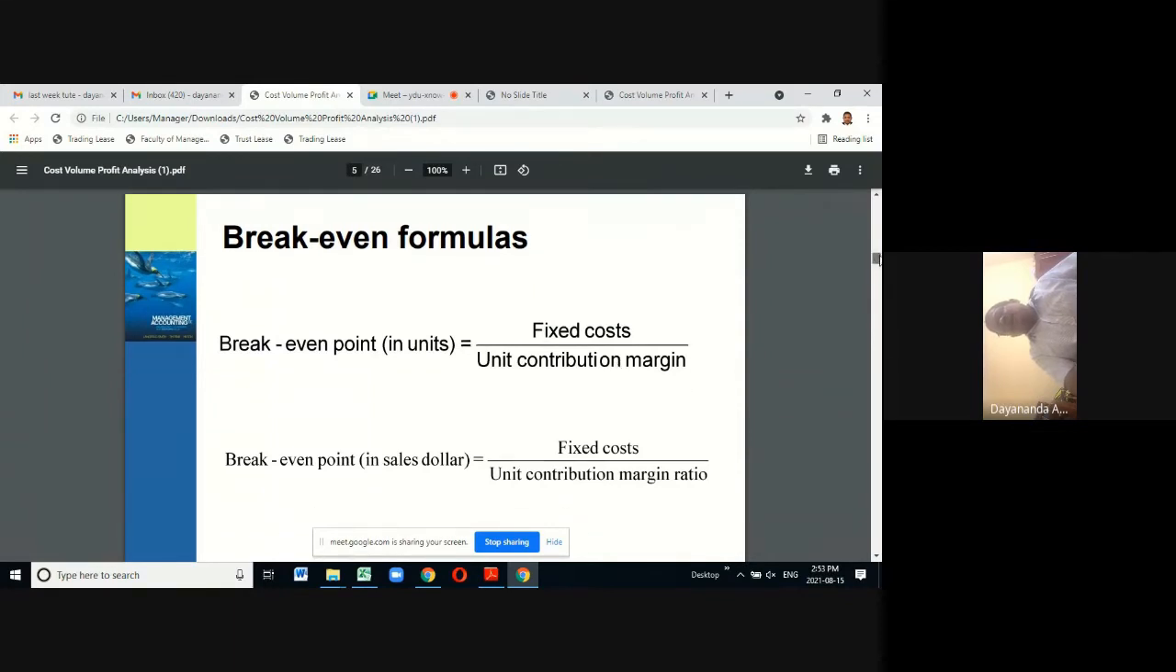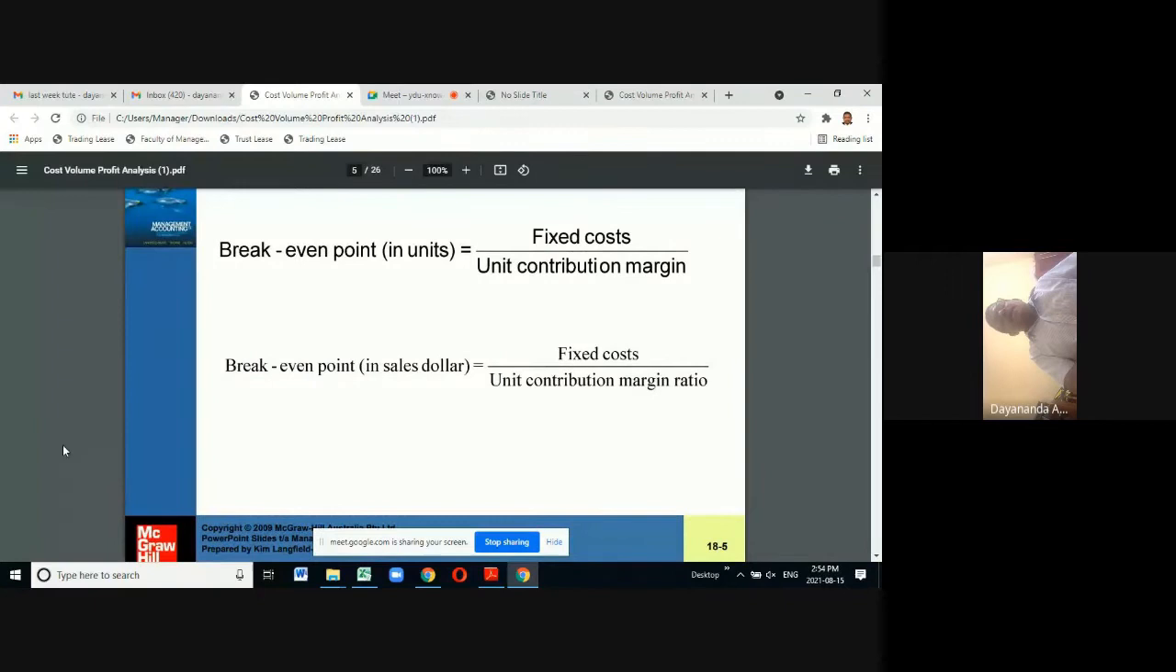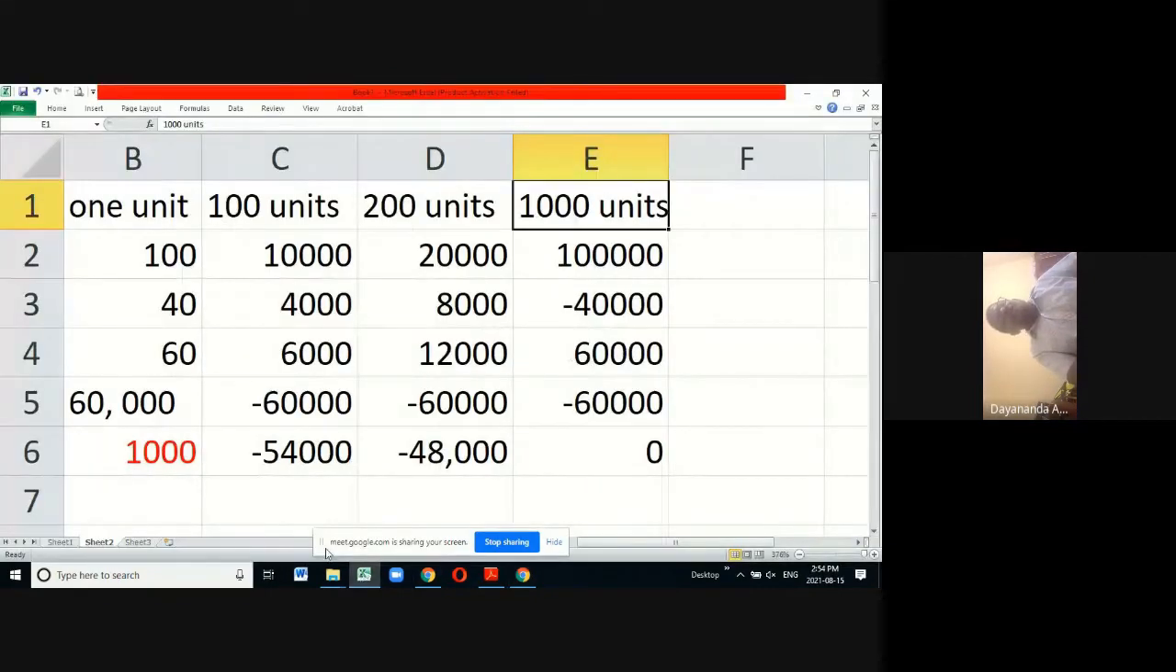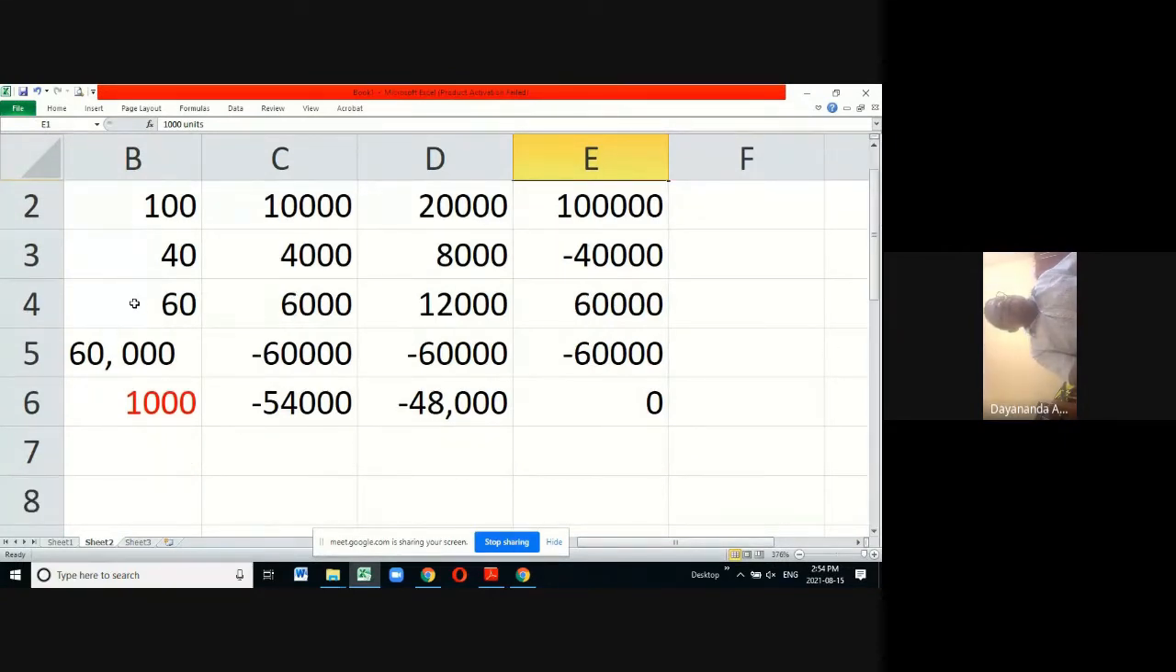Then the second method of calculating break-even is break-even point in sales dollars, in sales volume. So you divide the fixed cost not by unit contribution margin but by the contribution margin ratio. So you have to calculate a ratio. We will do it. I think you can remember contribution is 60, selling price is 100. So we call it the CS ratio.